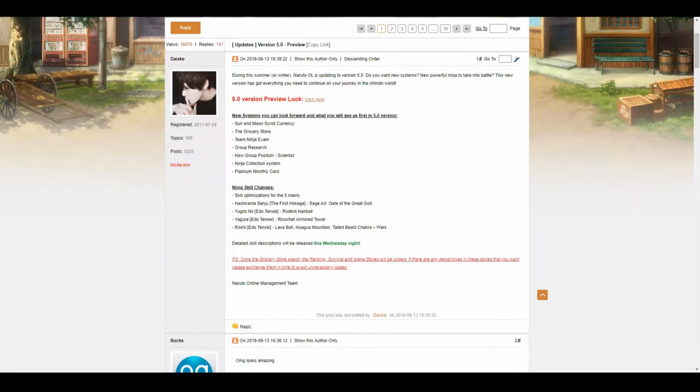We are going to be looking at version 5.0 preview, along with the preview page, and a look at the systems in all the event announcements. So I have three different pages to show you. First one is the preview look. They have their own website, so click here. I'll provide all of the links below in the description.